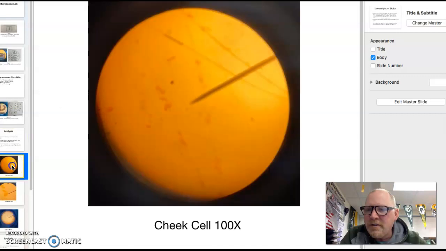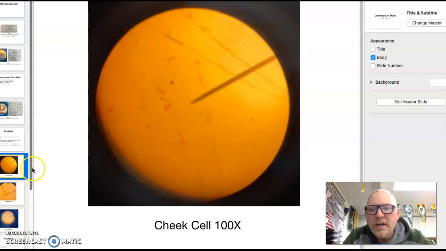After the letter E, you were to look at a cheek cell. Take a toothpick and scrape the inside of your cheek, almost to the point of it hurting, and then smear those cells, that saliva and those cells, on a slide. Lots of people asked about this black line right here. This is a pointer. These other lines are scratches in the slide itself.